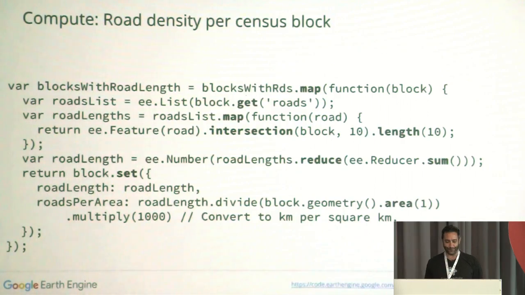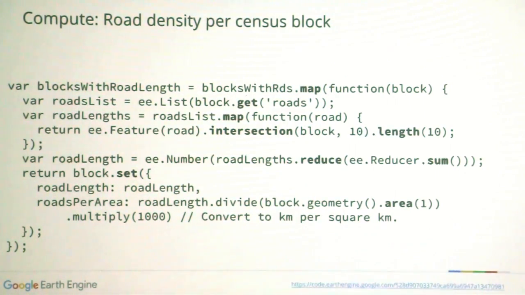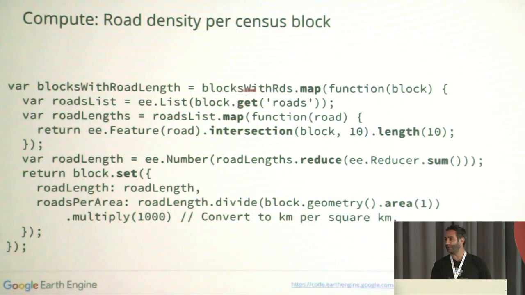Okay. We are now going to compute road density per census block group. And again, apologies for the code, but let's just go through this bit by bit, and I think it should become clear at the end. So here's the joined collection. Recall that this is census block groups, each of which now stores a new property called roads, which is the list of all road segments that intersect that census block group.